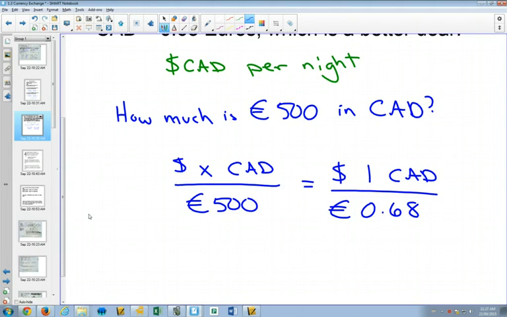So in order to solve for x, we want to get rid of this 500 on both sides. I'm going to have to cancel them by multiplying both sides by 500. 500 divided by 0.68 is $735.29.